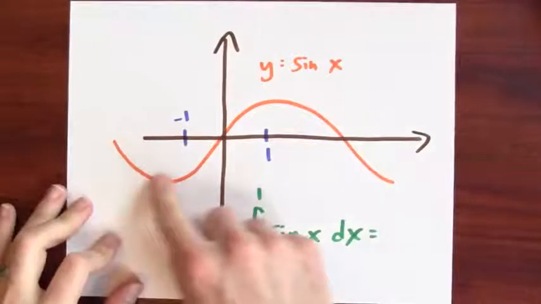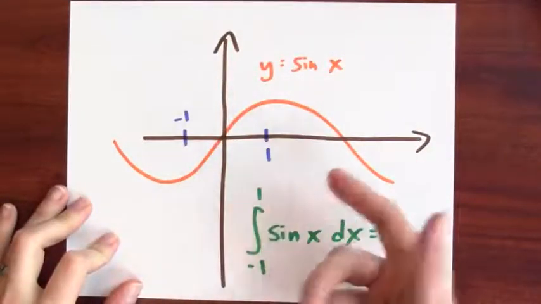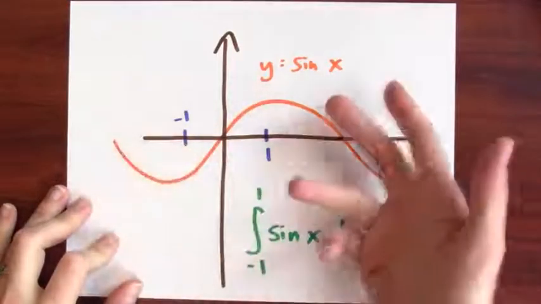What do we get if we integrate an odd function? For instance, what happens when we integrate the function sine x from -1 to 1? Sine x is an odd function. Consequently, it looks like the answer is 0.